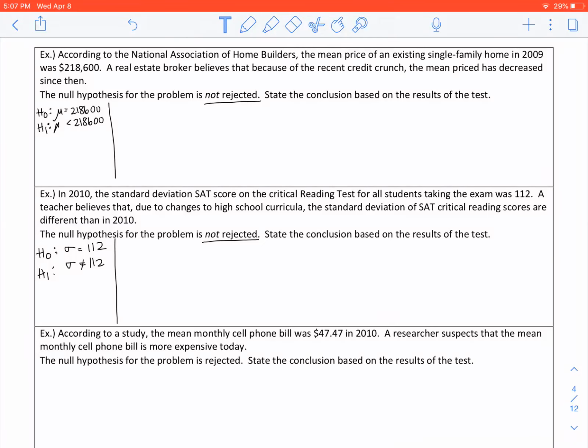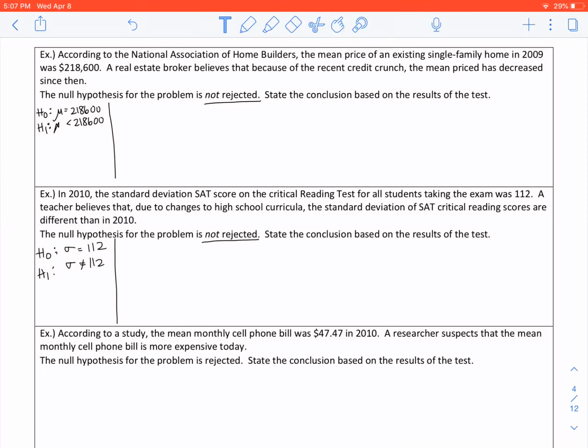We are in section 8.1 on the top of page 4. The example at the top of the page is one that we have seen already, and I rewrote the null and the alternative hypotheses on the side. And it then says the null hypothesis for the problem is not rejected. State the conclusion based upon the results of the test.